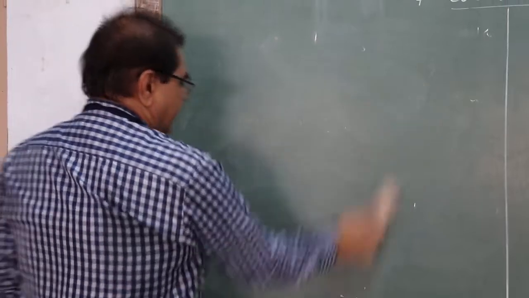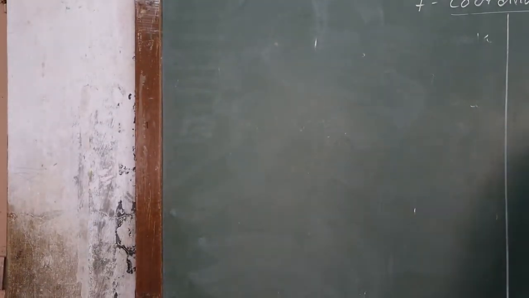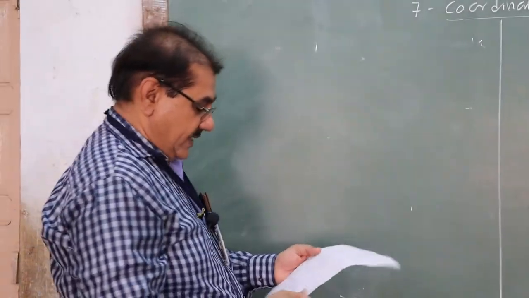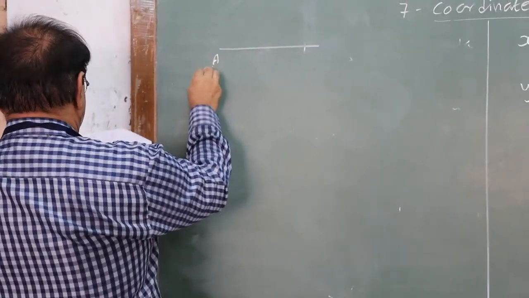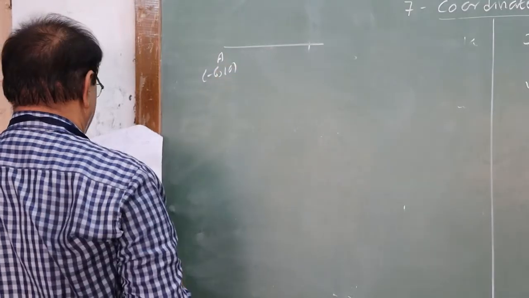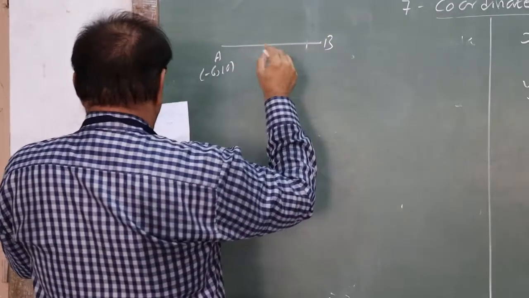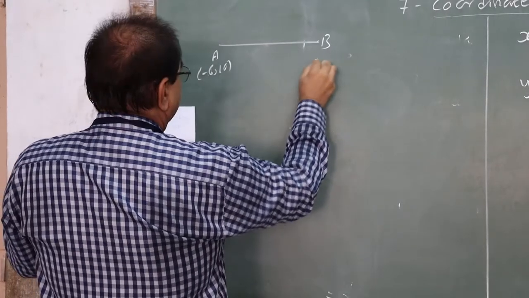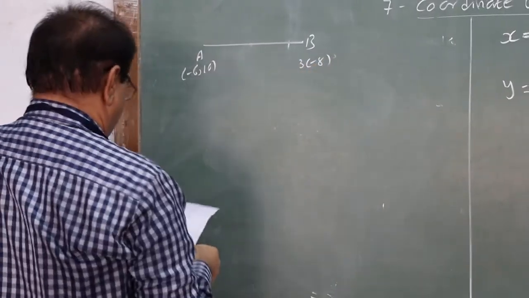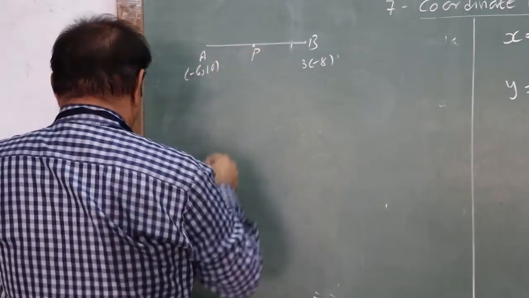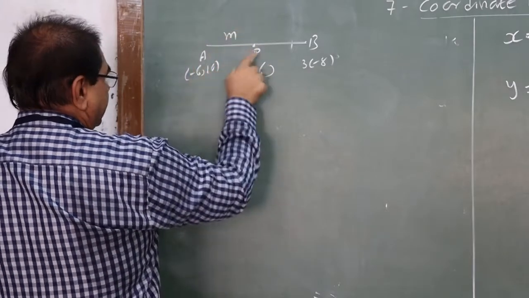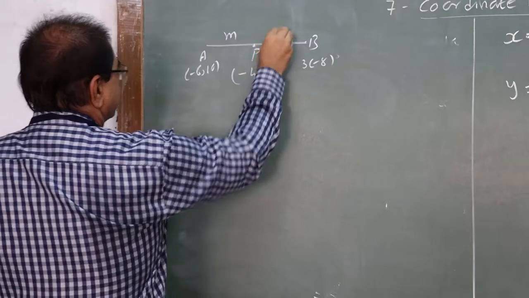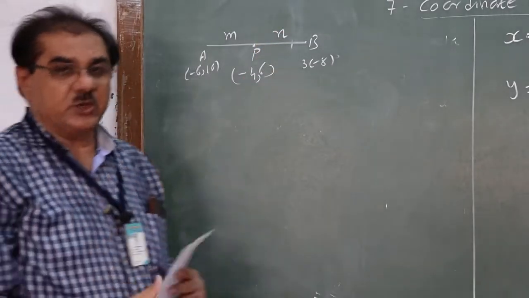So here we took one question in which ratio is given and you have to find out the coordinates of the given point. Now we take example 7. Here it is given that point A is minus 6, 10, point B is 3, minus 8, and a point P, minus 4 and 6. Point P divides line segment AB into ratio m:n. Then what is that ratio we want to find out?